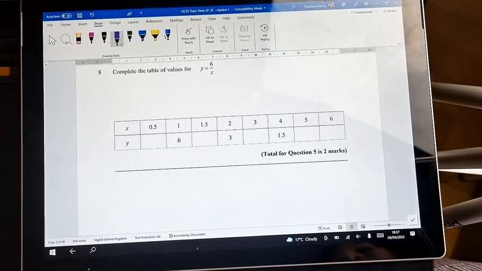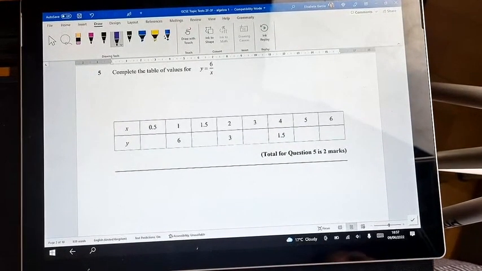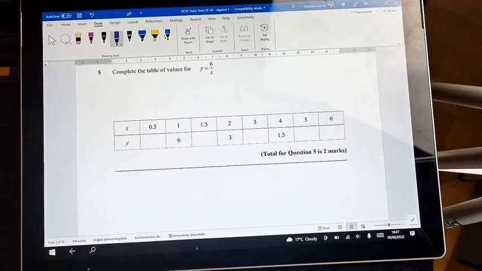Type yes, you can do this question. Type no, you can't do this question. This is for higher and foundation, guys.